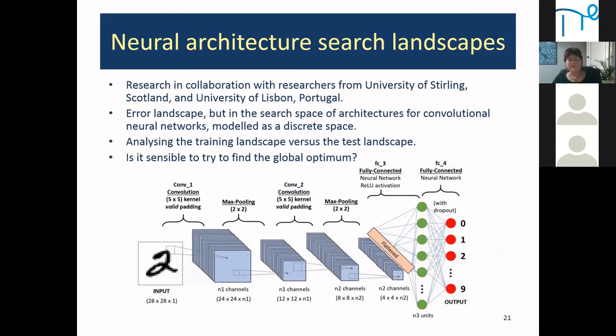So in this research, we're looking at the search space of the architectures of the neural networks, not the search space of the weights. The question we're looking at is, what do these landscapes look like? And is it sensible to try and find the global optimum? Because preliminary results are showing that when we get to the area where we've got good networks, there's an inverse correlation between the fitness of the networks from the training data compared to the networks from the testing data. So this is a very exciting new project that I'm working on.